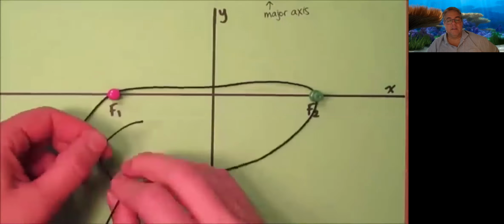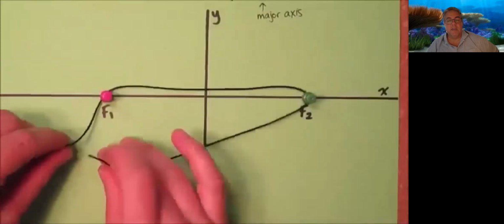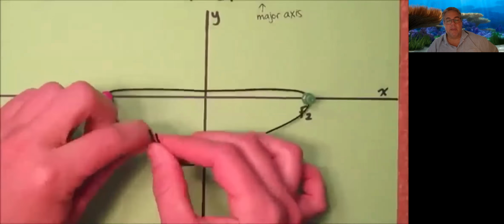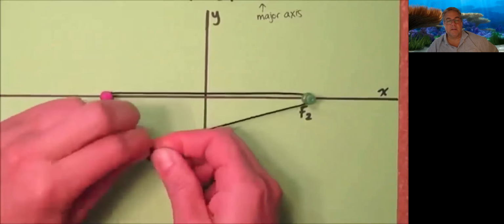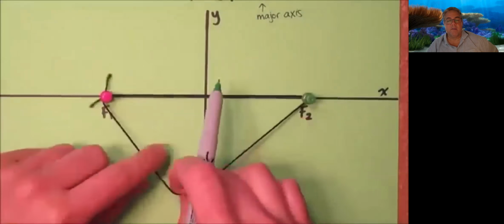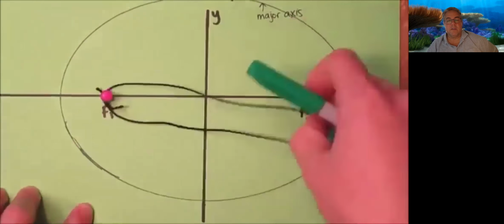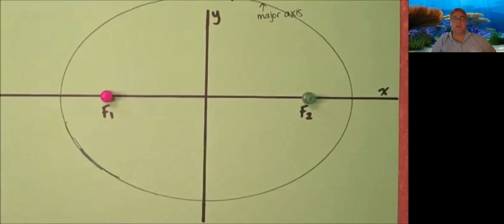I'm using some push pins here, and they're going to put some string here. All right, and watch what he does here. Could be a she, I don't know. They're going to put a pen in here. All right, watch what he does. So this is how an ellipse is drawn. You take those foci, stretch the string out, and then there's your ellipse.